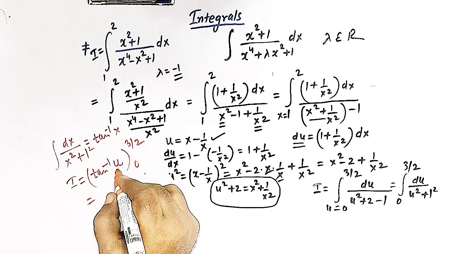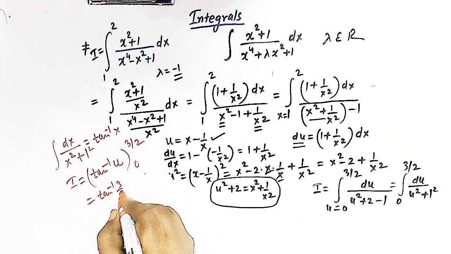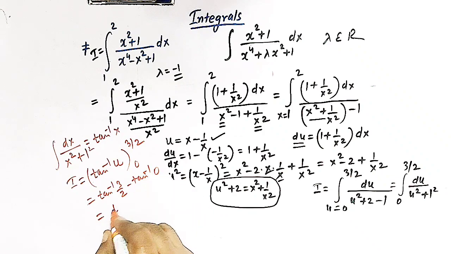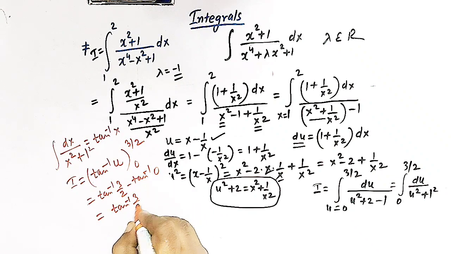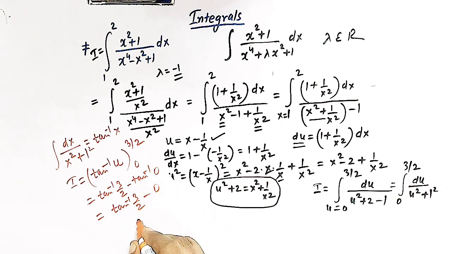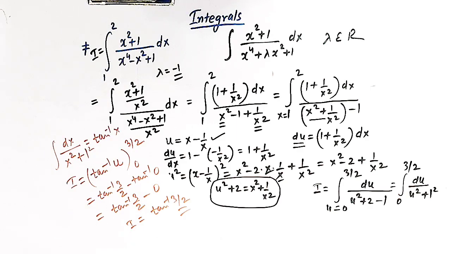Now substituting the limits and taking the difference, we have tan inverse 3 by 2 minus tan inverse 0, and this is tan inverse 3 by 2 minus 0, because tan inverse 0 is 0. So now we can write I is equal to tan inverse 3 by 2, right? So now the value of this integral I is equal to tan inverse 3 over 2.